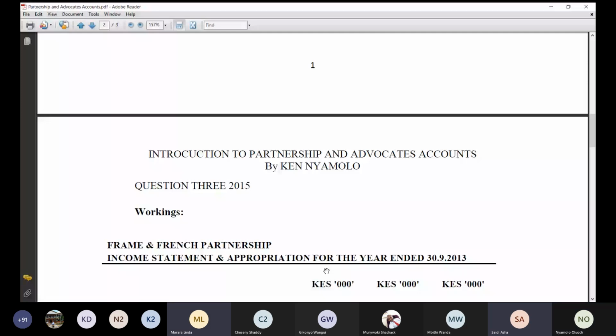Capital contribution by Frame is 100,000. By French is 75,000. And then we have the partners' current accounts, yeah. So Frame's is 4,100 credit. French's is 1,200 credit. And then finally, we have the drawings, and the drawings by Frame debit is 31,800, French is debit 28,200.